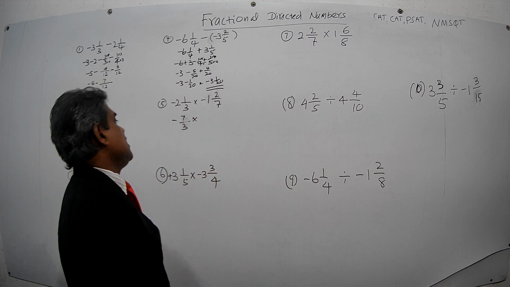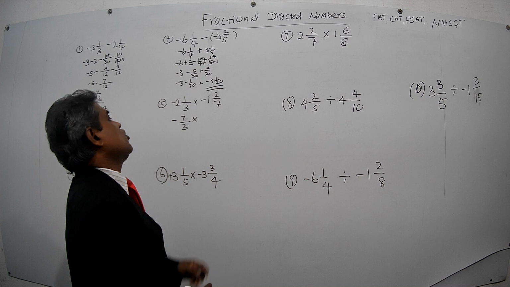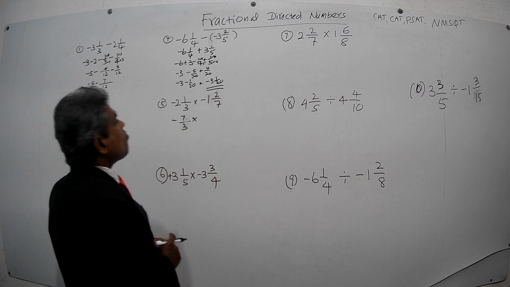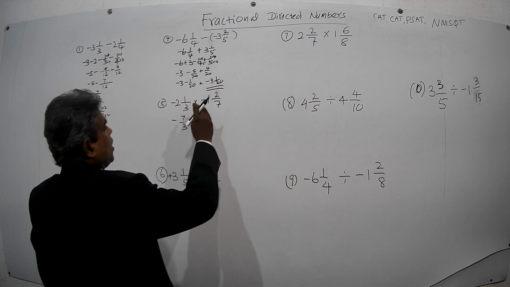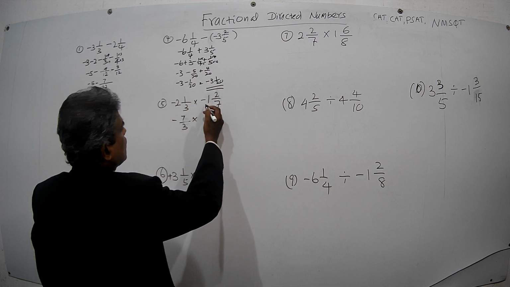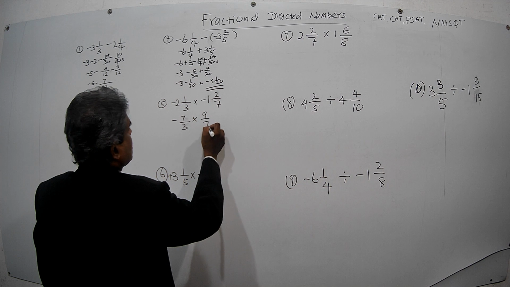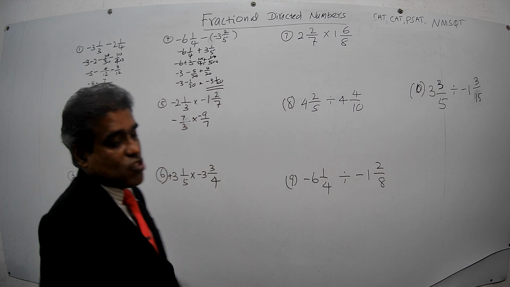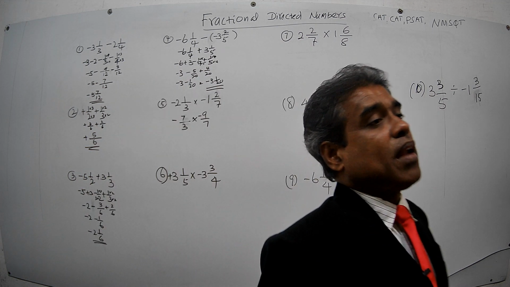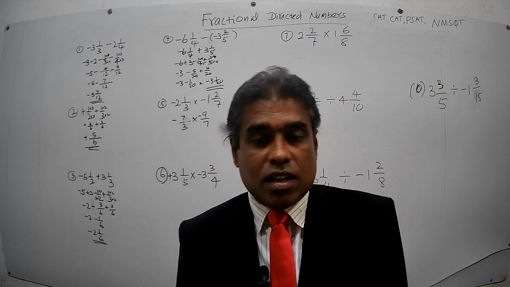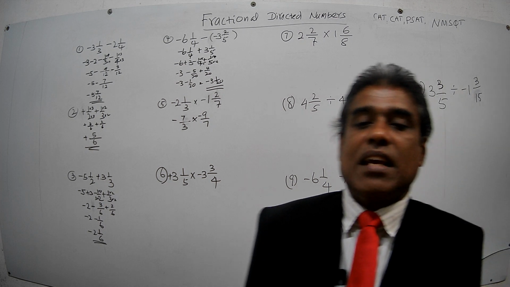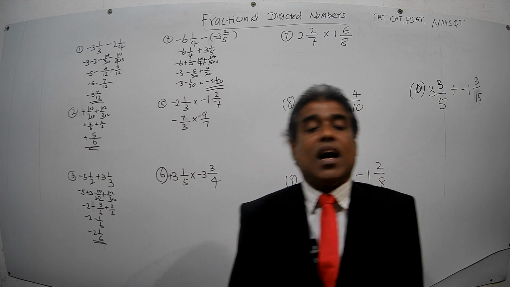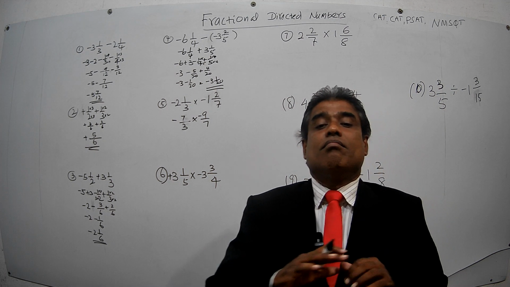Here this fraction is also a mixed fraction. To do the sum, we have to convert that into an improper fraction. 7 times 1 is 7, plus 2, 9. Right. Then there are two fractions with negative signs. When you multiply two fractions of negative signs, that is, two fractions of the same sign, the answer is always positive.